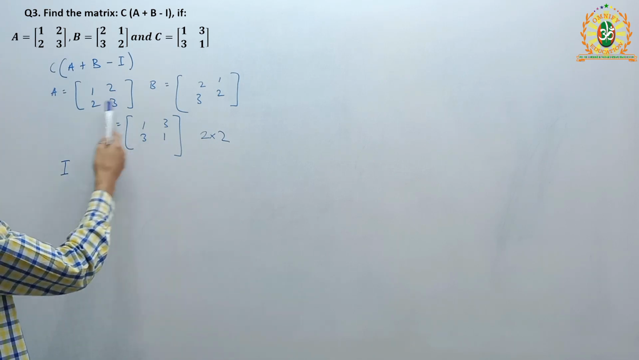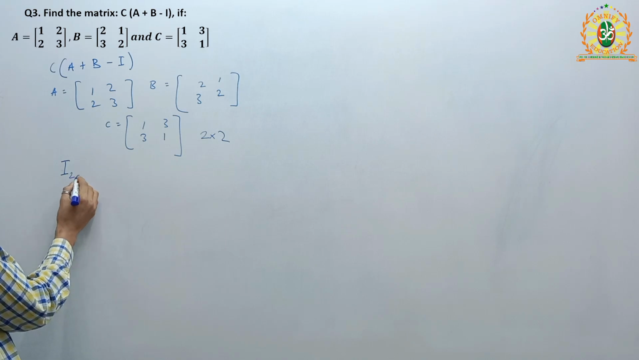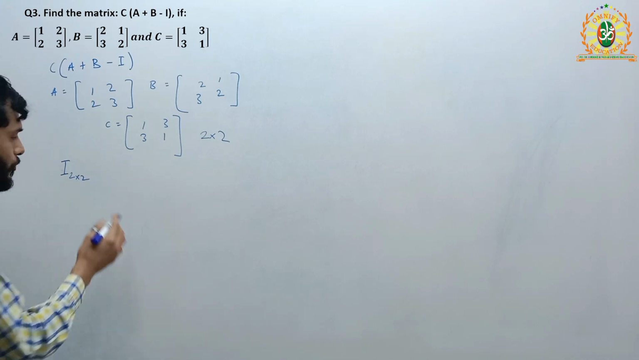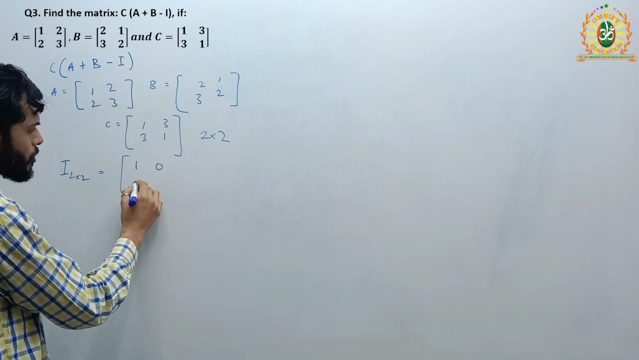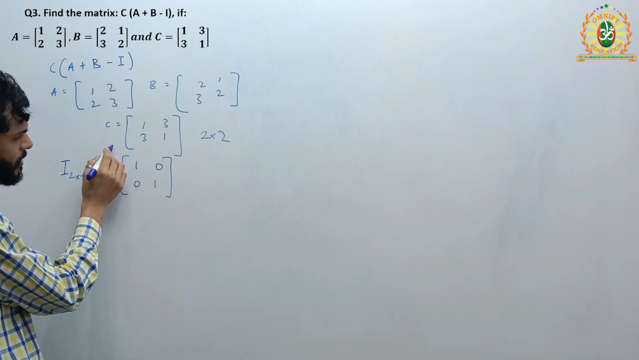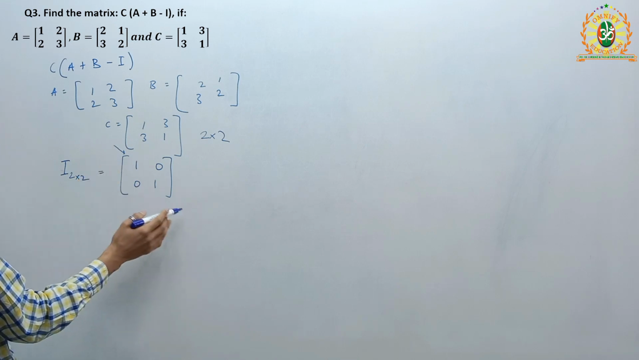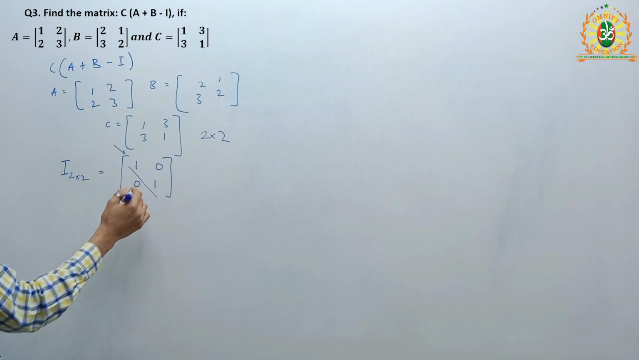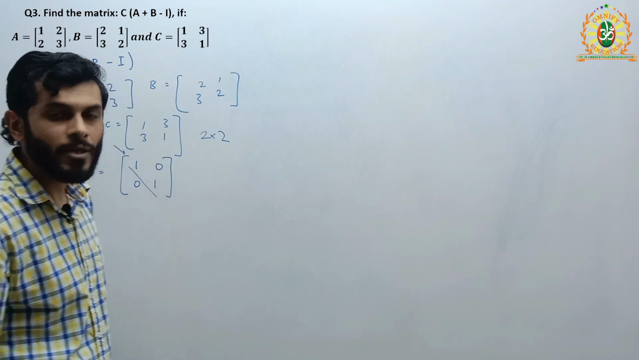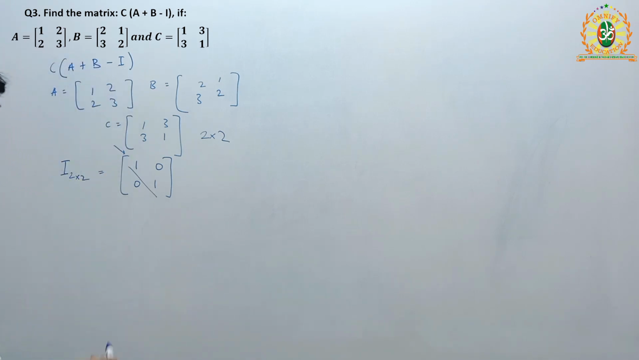So in this case we have the order 2 into 2. If we take an identity matrix of the order 2 into 2, it will be 1 0 0 1. The principal diagonal means the diagonal taken from the top left corner to the bottom right corner. So all these elements are 1 and the remaining elements are 0. An identity matrix can only be a square matrix. It can have order 2 into 2, 3 into 3, 4 into 4, but it can only be a square matrix.